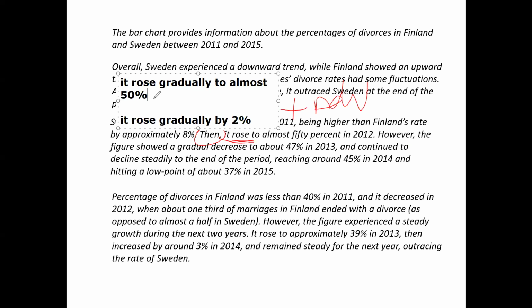The difference is clear now, the usage of "by" and "to". Now it's quite clear to you. It rose gradually to almost 50%, or it rose gradually by 2%. When did it happen? In 2012.